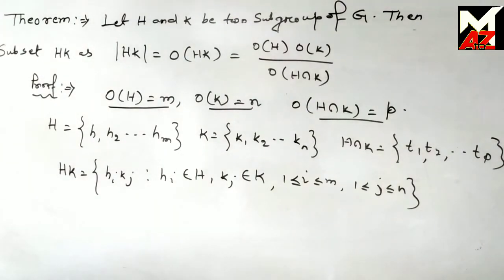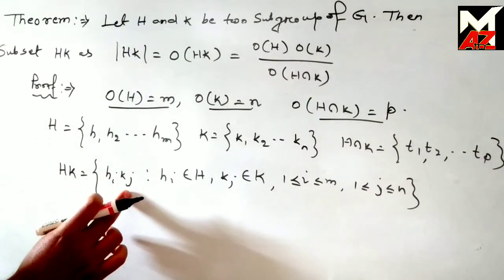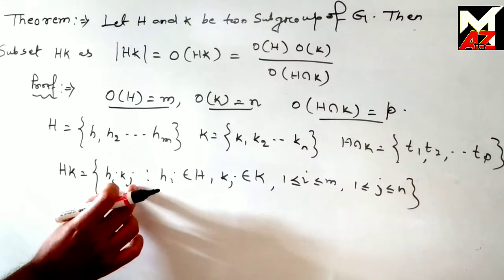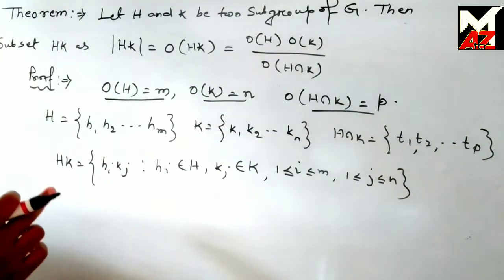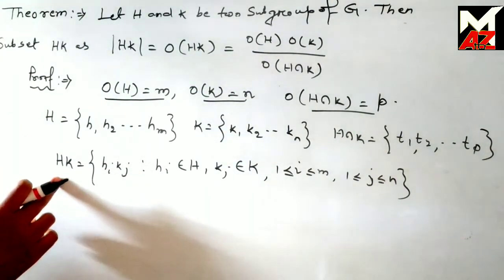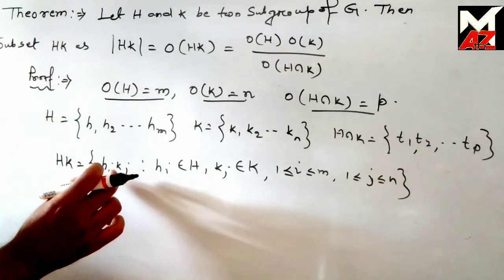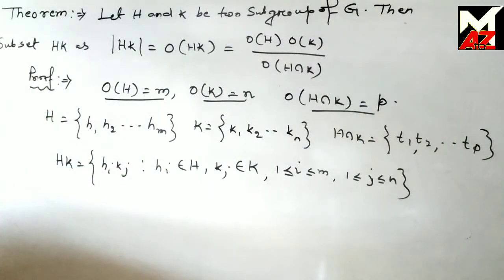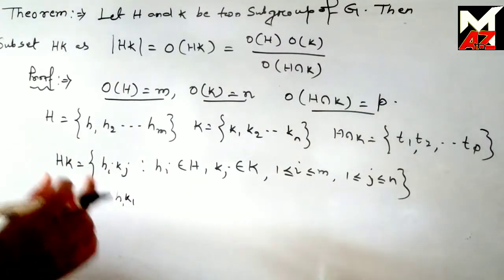It is clear that if hi and kj are elements of HK and if all the elements are distinct, then the number of elements of HK is equal to order of H into order of K. But this list may not be distinct. Okay. Now we have to find how many times any element, say h1 k1, may appear in this list.